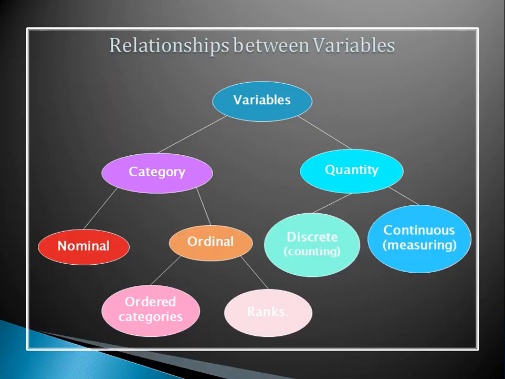What is the relation between these variables? The variables are classified into two types: one is quantitative, the other is qualitative or categorical. Quantitative is classified as discrete and continuous, while categorical variables are classified as nominal and ordinal, and ordinal again has classification like order category and the ranks.